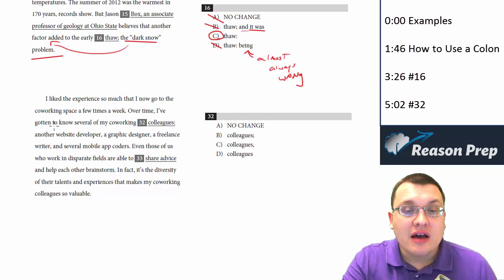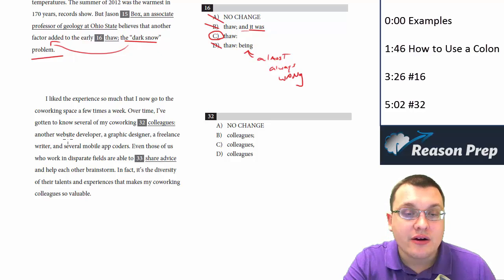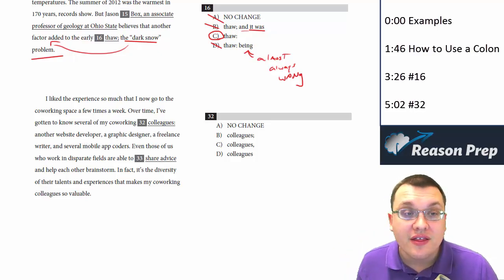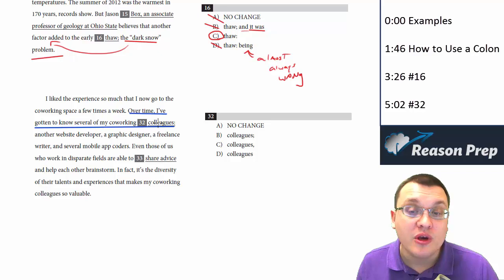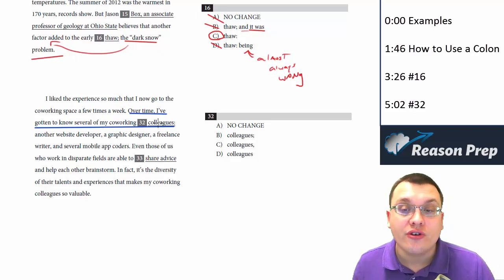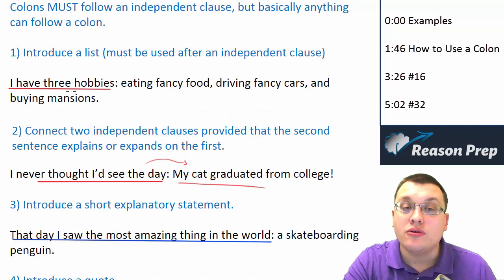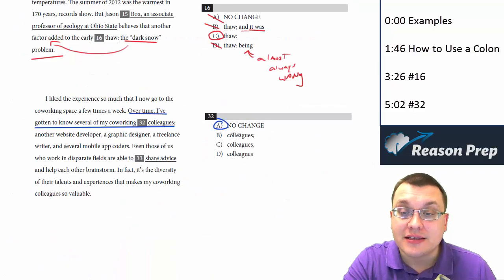32. Over time, I've gotten to know several of my co-working colleagues: another website developer, a graphic designer, a freelance writer, and several mobile app coders. So here we have a colon. This opening part is a complete sentence, independent clause, which is great. So we can use a colon here. And we use this colon to introduce a list. So we're actually happy with the original. This goes on model number 1, right? Introduce a list of things.